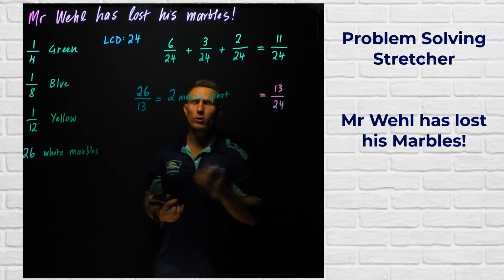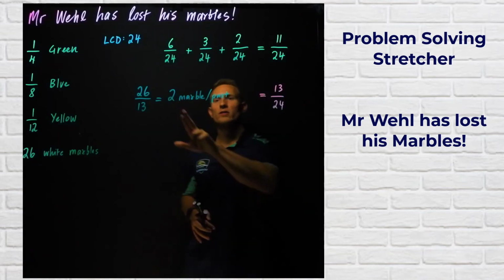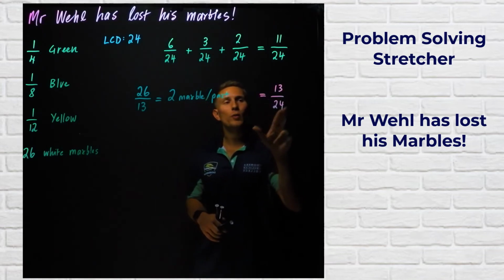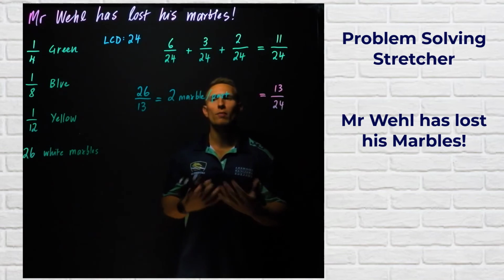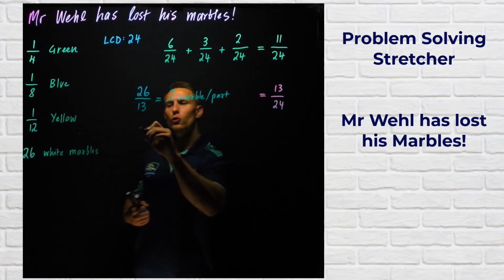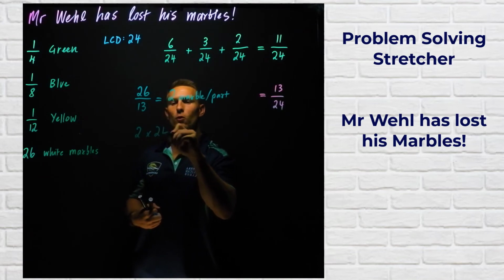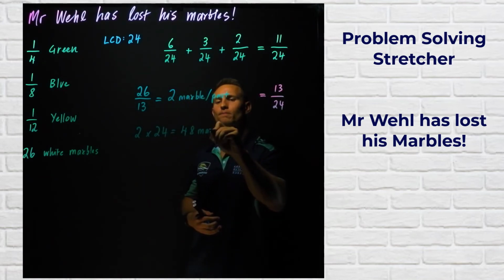Now we know that there's 24 parts in total, so how many marbles is there going to be in total? Maybe you can work that out now. So we know that there's 2 marbles per part and there's 24 parts in total. So in order to work out the total number of marbles, we multiply 2 by 24. So 2 multiplied by 24 is 48. So we have 48 marbles in total.